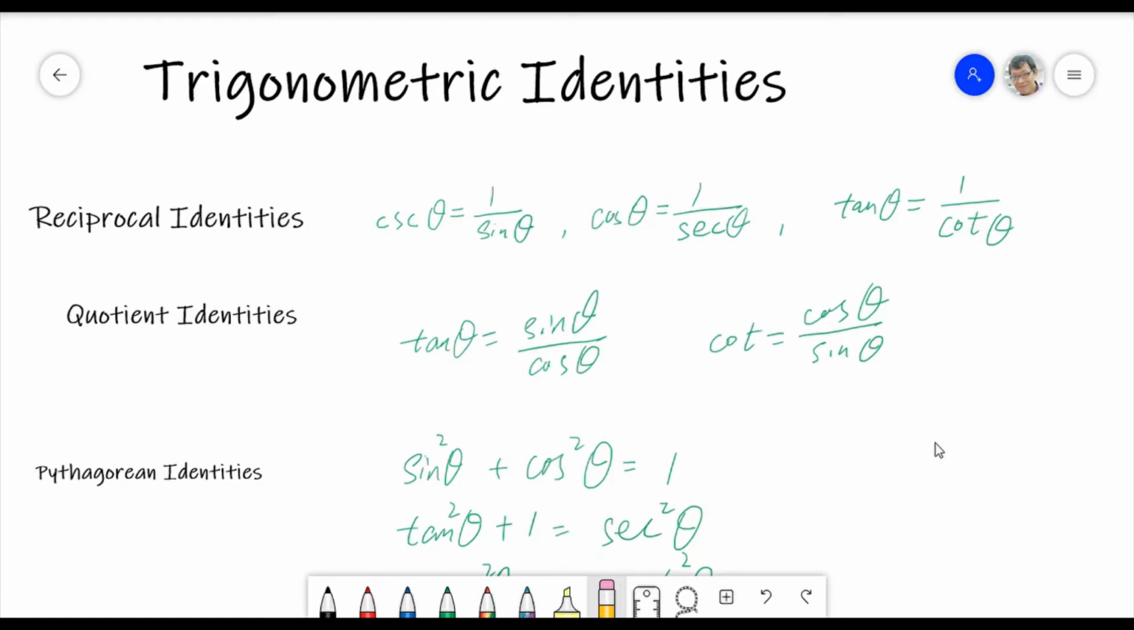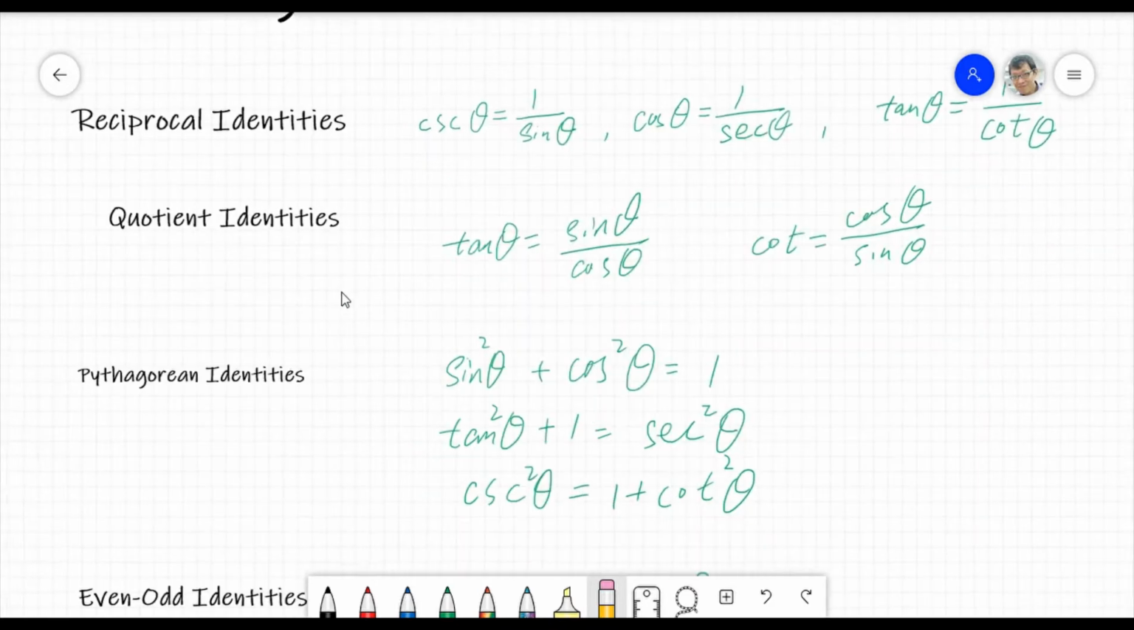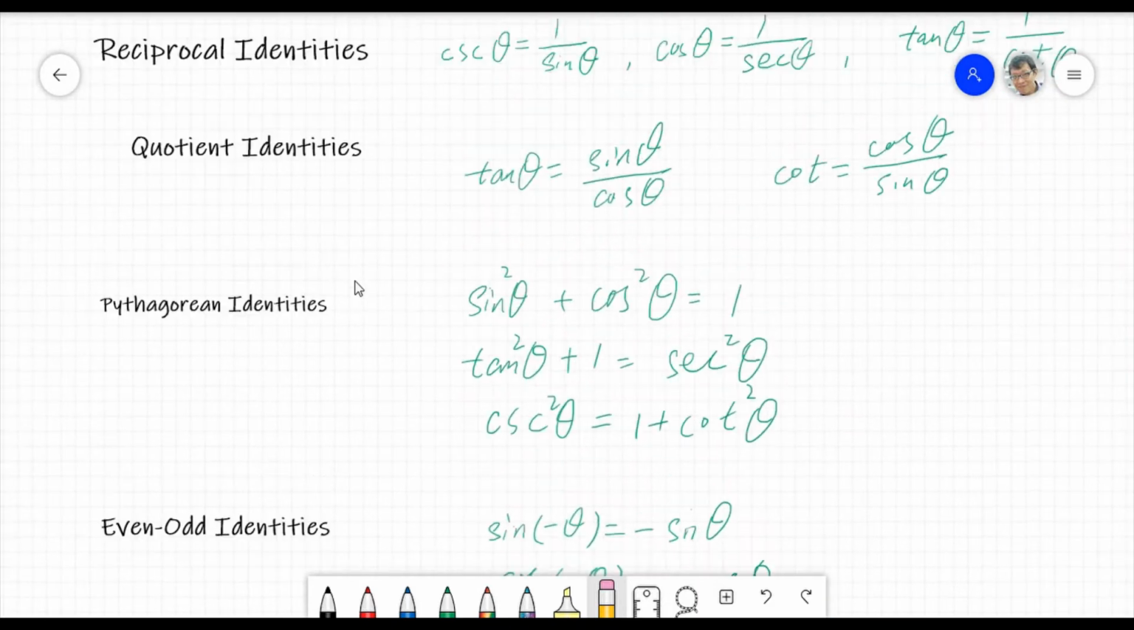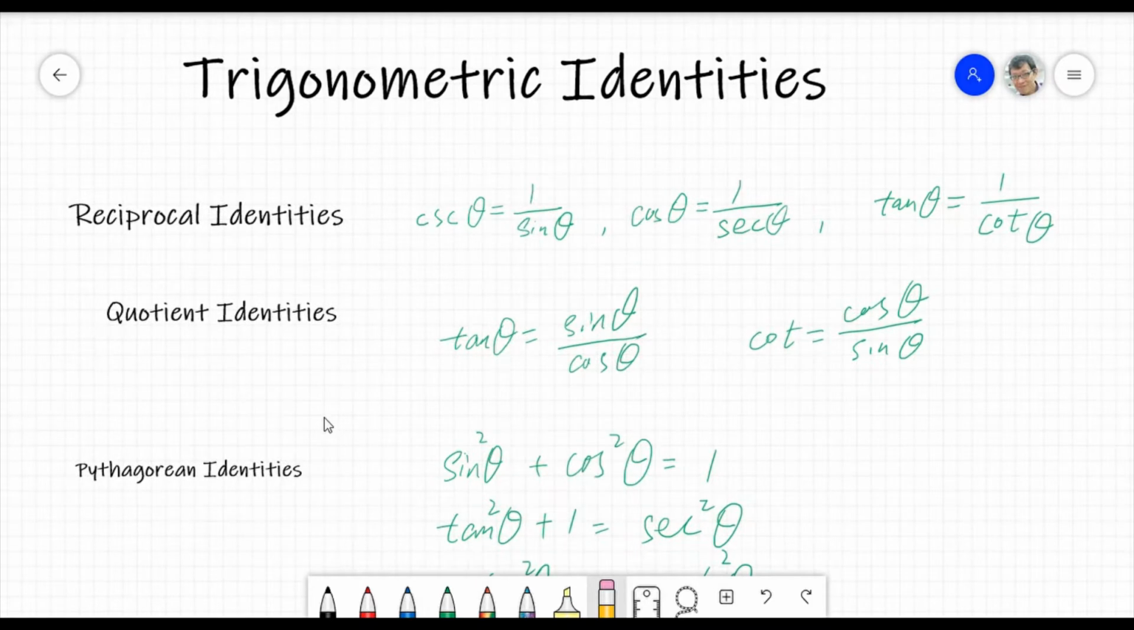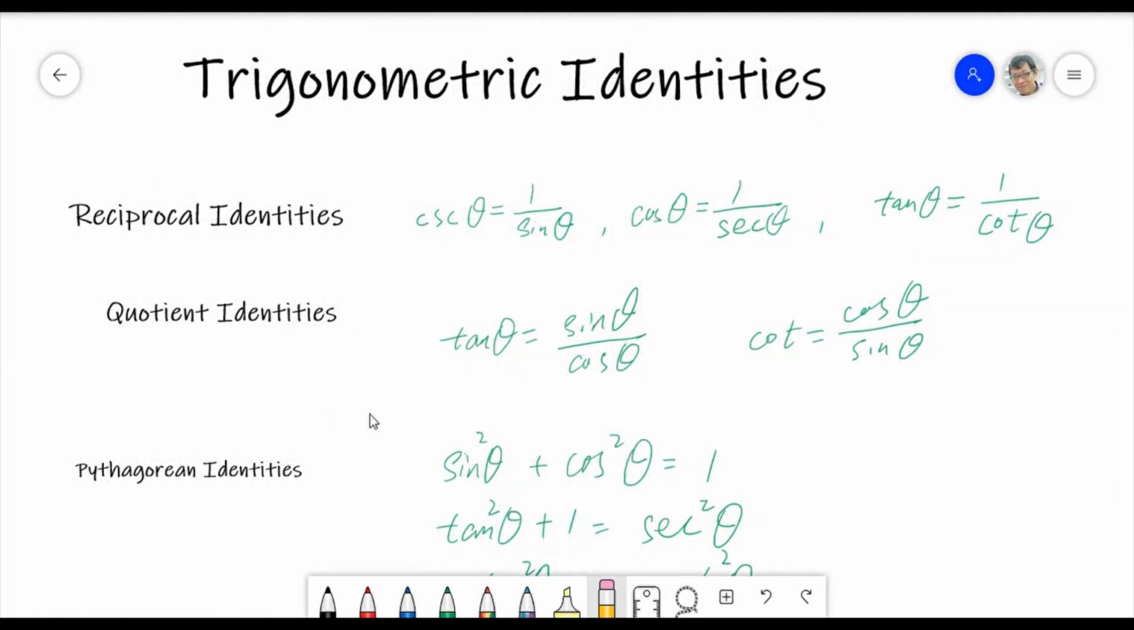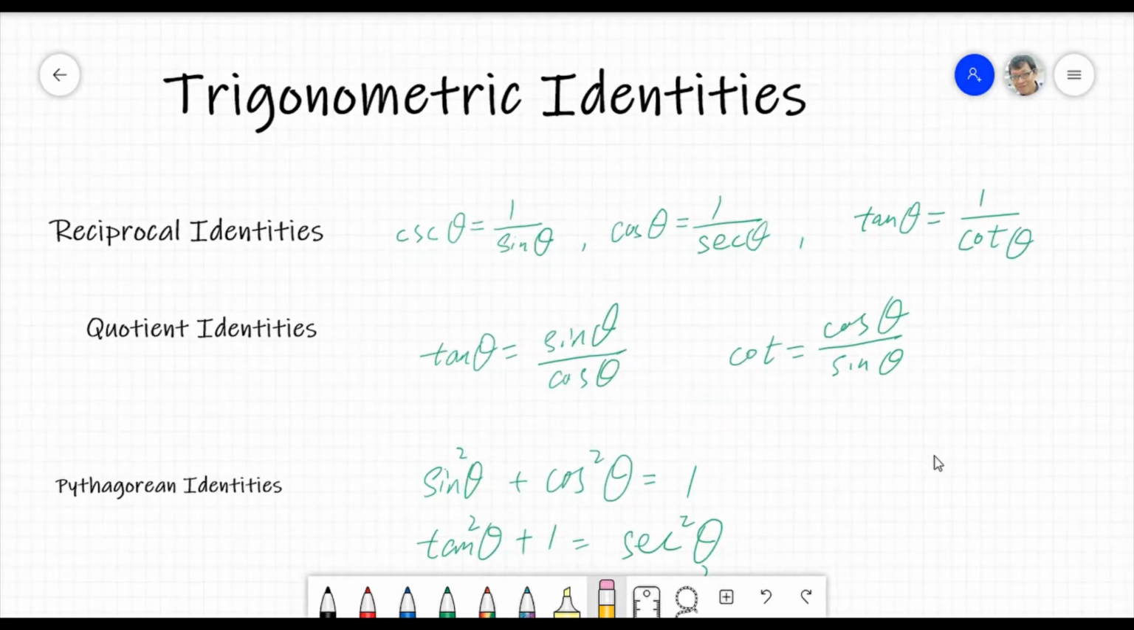Everyone, this time we go to the algebra of trigonometry. We call this trigonometry identity. There are many identities, and that's just a short overview. There are four big categories of trigonometric identities. Let's introduce them one by one.